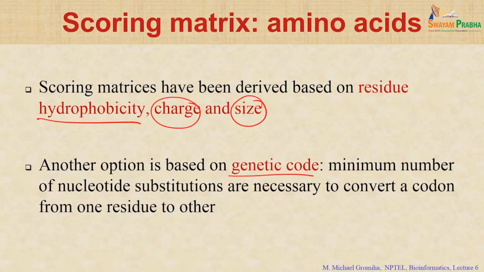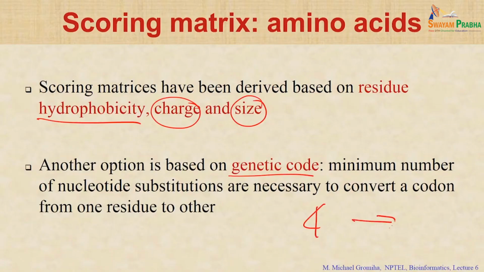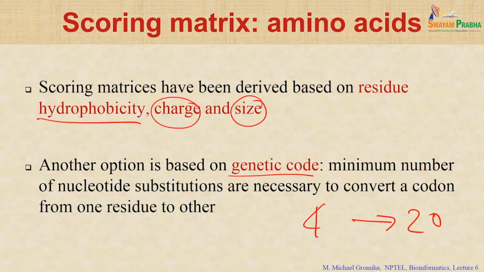Then another option is the genetic code. How many nucleotide substitutions are necessary to convert a codon to another amino acid? There are 4 nucleotides, A, T, C, G, but 20 amino acids, as we discussed earlier about the genetic code. In some cases we have only one mutation, sometimes there are two. So depending upon the number of substitutions in the nucleotide that lead to the amino acid, single substitutions are grouped together and two substitutions are grouped together. Likewise, they can use the genetic code to see how reliably you can align the protein sequences.